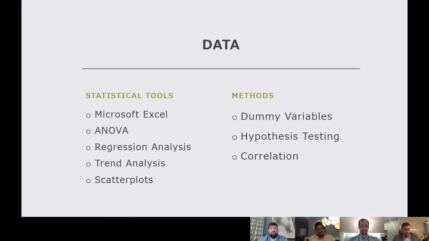ANOVA. We pulled this data from our regression analysis. The point of ANOVA is to determine whether there is any statistically significant difference between the means of the independent variables. We use regression analysis as well as trend analysis. Trend analysis in our model is used to give us an idea of what has happened in the past, so it can give us an idea of what will happen in the future. We also use scatter plots. Scatter plots are used to visualize the data points used.